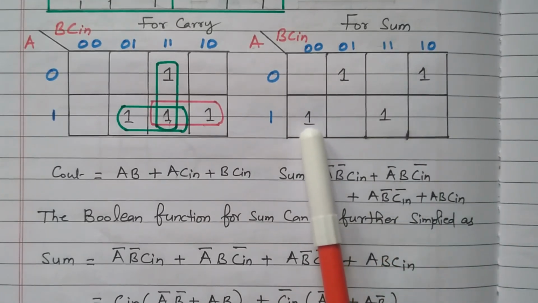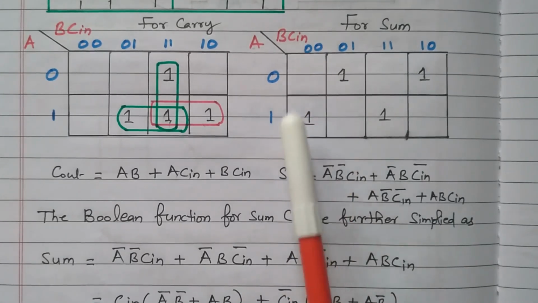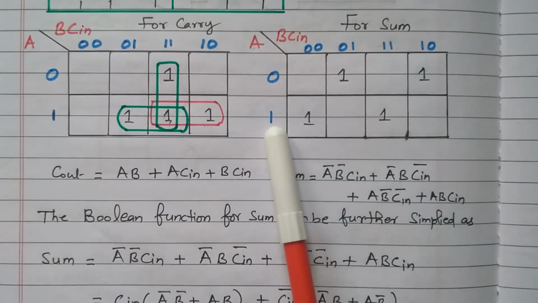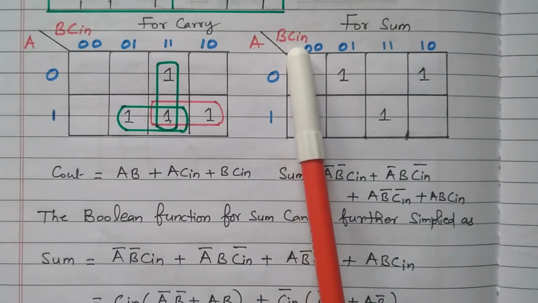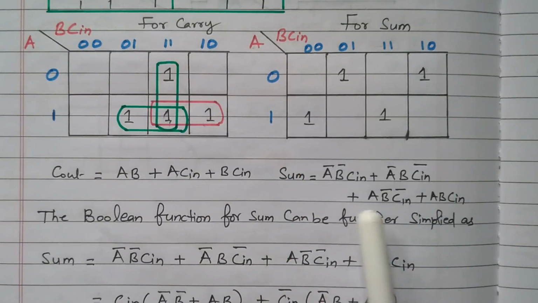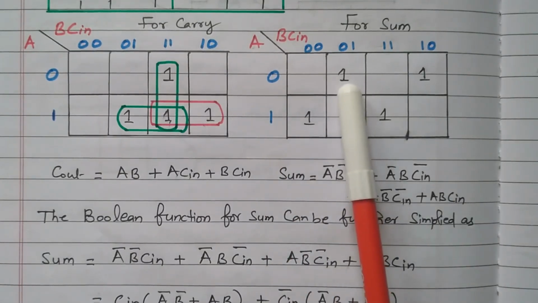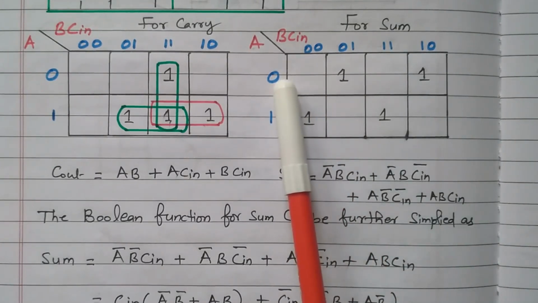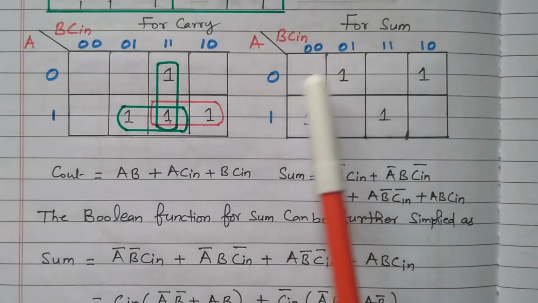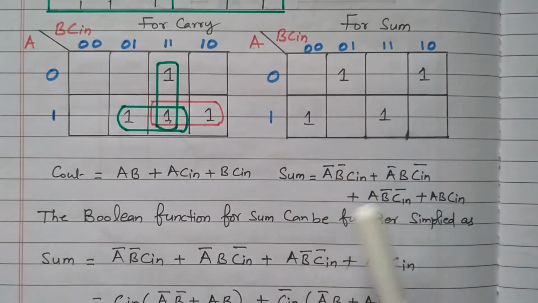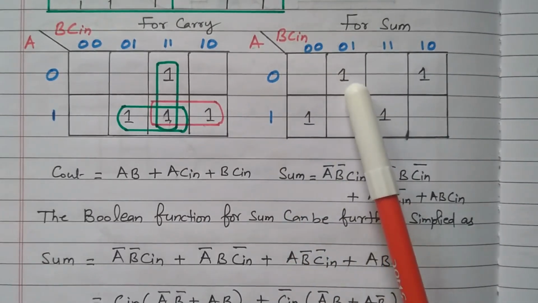While taking this one, you have to refer to the corresponding row and column. What is that corresponding row? 1, 0, 0. 1 means A, 0, 0 means B bar, C in bar. So A, B bar, C in bar is the first one. While referring to this, the corresponding column is 0. Here 0, 1. 0, 0, 1 means A bar, B bar, C in. A bar, B bar, C in. This is the first one.